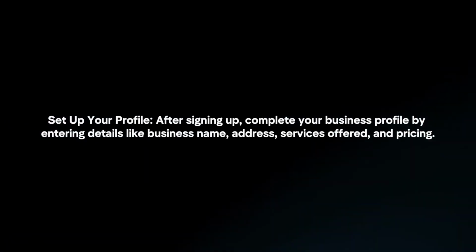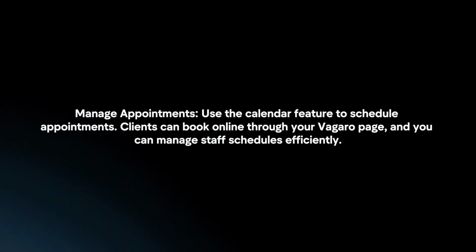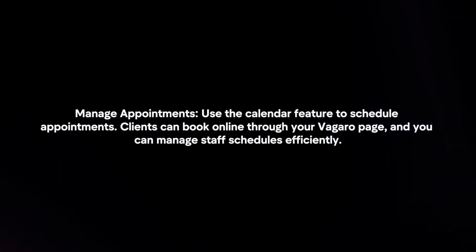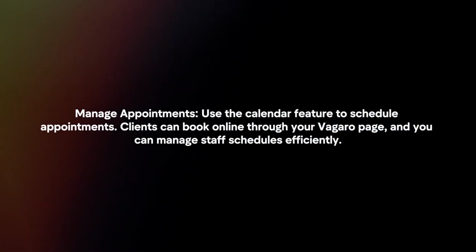Set up your profile. After signing up, complete your business profile by entering details like business name, address, services offered, and pricing. Manage appointments. Use the calendar feature to schedule appointments. Clients can book online through your Vagaro page, and you can manage staff schedules efficiently.